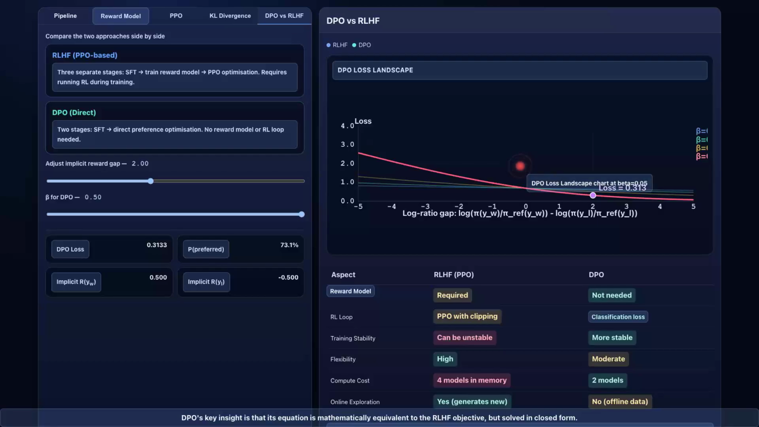DPO's key insight is that its equation is mathematically equivalent to the RLHF objective, but solved in closed form. This means we can achieve the same result as RLHF, but with a much simpler and more stable process.